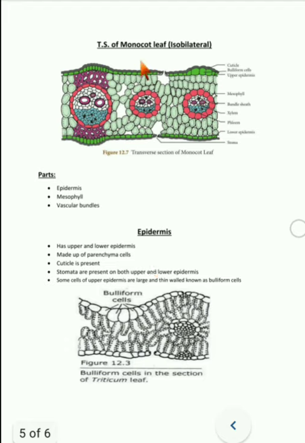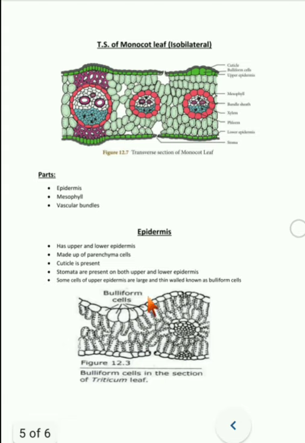So it has two epidermis, that is upper epidermis and lower epidermis. It is again made up of parenchyma cells, and here also you can see cuticle, that is the waxy coating, and stomata are present on both the upper epidermis and lower epidermis. So some cells in the upper epidermis alone are enlarged, that is they are very large, and so you call them as bulliform cells. You can see in this picture also, few cells are enlarged or large in size, and you call them as bulliform cells.